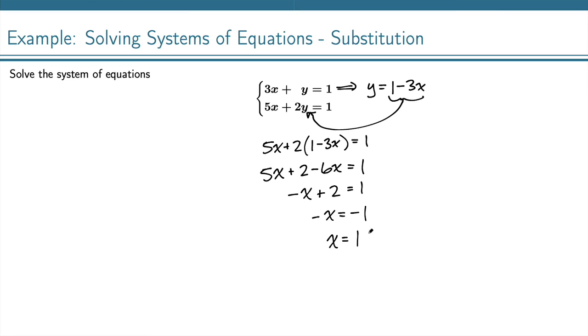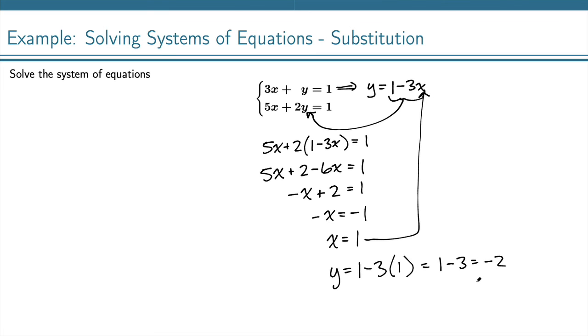After solving for that variable, we then take that and plug it back in to this equation where we solved for y. And we get y equals 1 minus 3 times x, which is 1. And that's 1 minus 3, which is negative 2. So now we have the solution. x is 1 and y is negative 2. You can write it as a point, or you can write it as those individual variables.